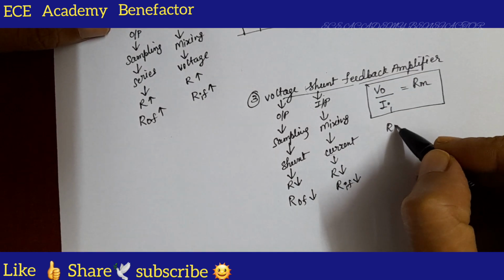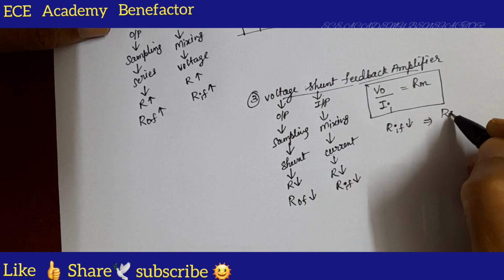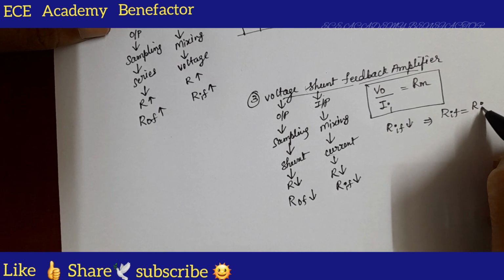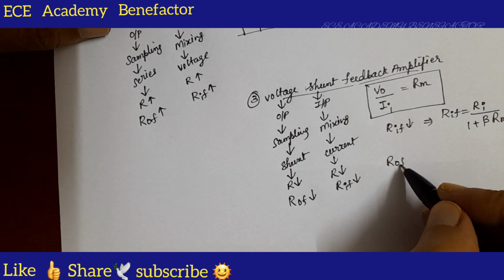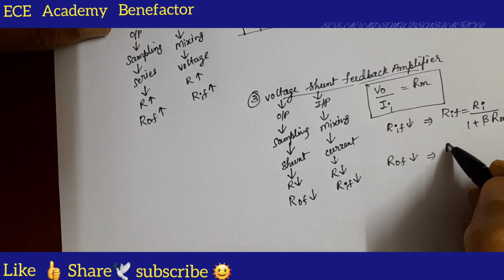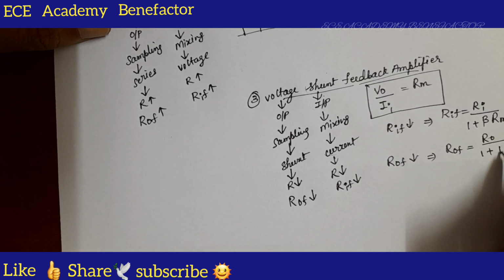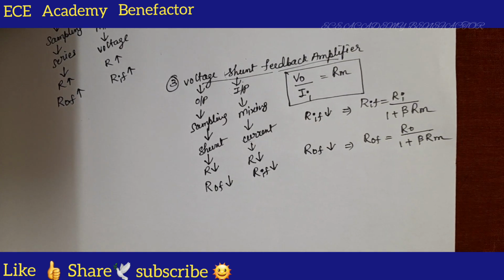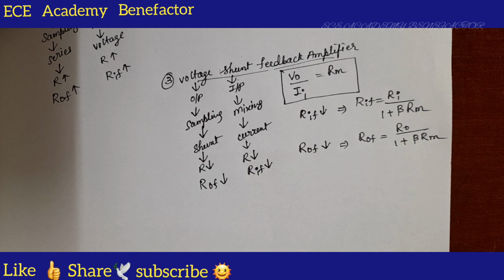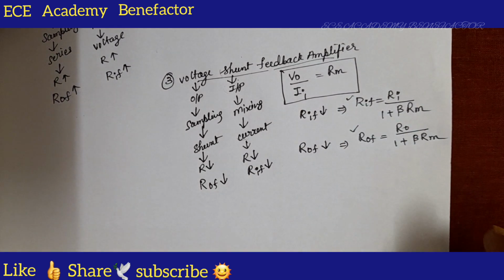So what is RIF now? RIF is reduced. Reduced means RIF is equal to Ri by 1 plus beta Rm. ROF is reduced, which means ROF is equal to R0 by 1 plus beta Rm. So RIF and ROF both are reduced in voltage shunt.